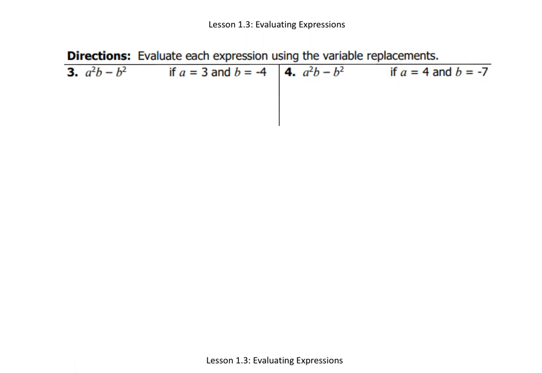Okay, number 3, we have a squared b minus b squared if a equals 3 and b equals -4. So again, first step, rebuild it by using parentheses to replace each letter. So I have a, so parentheses, squared, then b, another set of parentheses, minus sign, there's a b squared, so you put parentheses and the squared goes on the outside. Notice that all the exponents go on the outside of the parentheses. Same thing with all these signs.